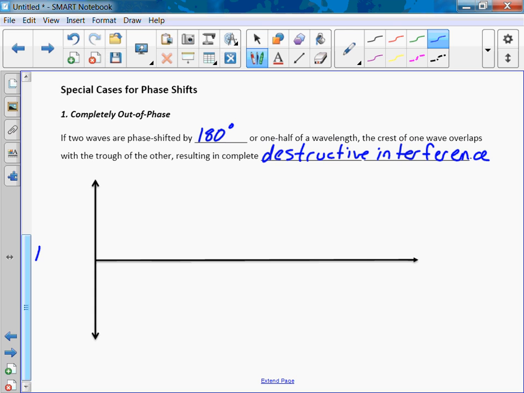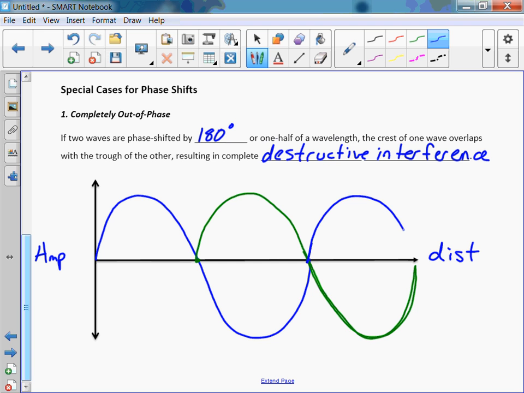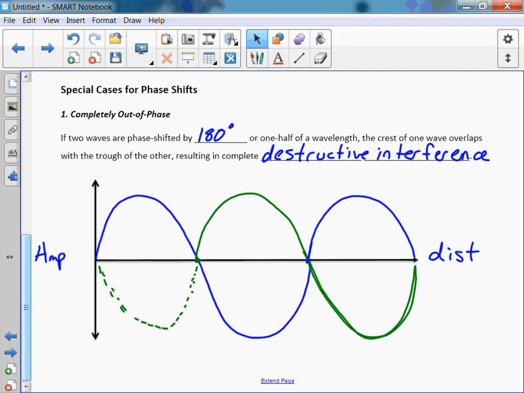So let me draw again. We've got amplitude, and we can do distance or time. It really doesn't matter here. So distance. Again, this is my first wave. Now, if my second wave starts here, here's what it looks like. And if I continue the first wave through, you can see everywhere else we get the same crest overlapping the trough. And the resulting wave, I'm going to make it go backwards here so we show that all three of these can be overlapping.